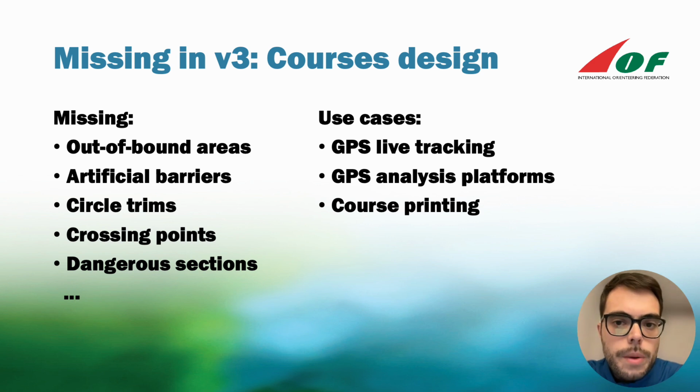Let's look at some examples of what is missing in the current standard. Imagine this scenario. Your GPS tracking system was set up using the standard XML export. Athletes are being tracked live. Spectators are watching. Suddenly, competitors start avoiding certain route choices. These routes look perfectly fine on the map. There's no obvious reason to avoid them. Spectators are confused. Why? Because the XML couldn't export your forbidden areas and artificial barriers. The tracking system doesn't display them for the spectators.